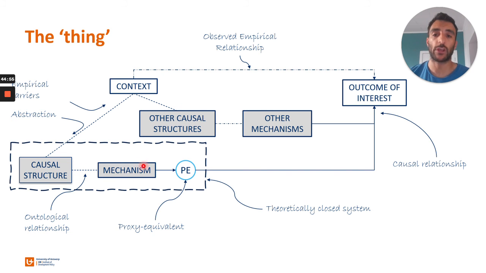So there's an ontological relationship here. And in order to know whether that mechanism got triggered, we try to look for the proxy equivalent. We try to put all the outcomes of the proxy equivalent as close as possible to the mechanism to make sure that we have the least possible other mechanisms intervening. So this is a theoretically closed system.